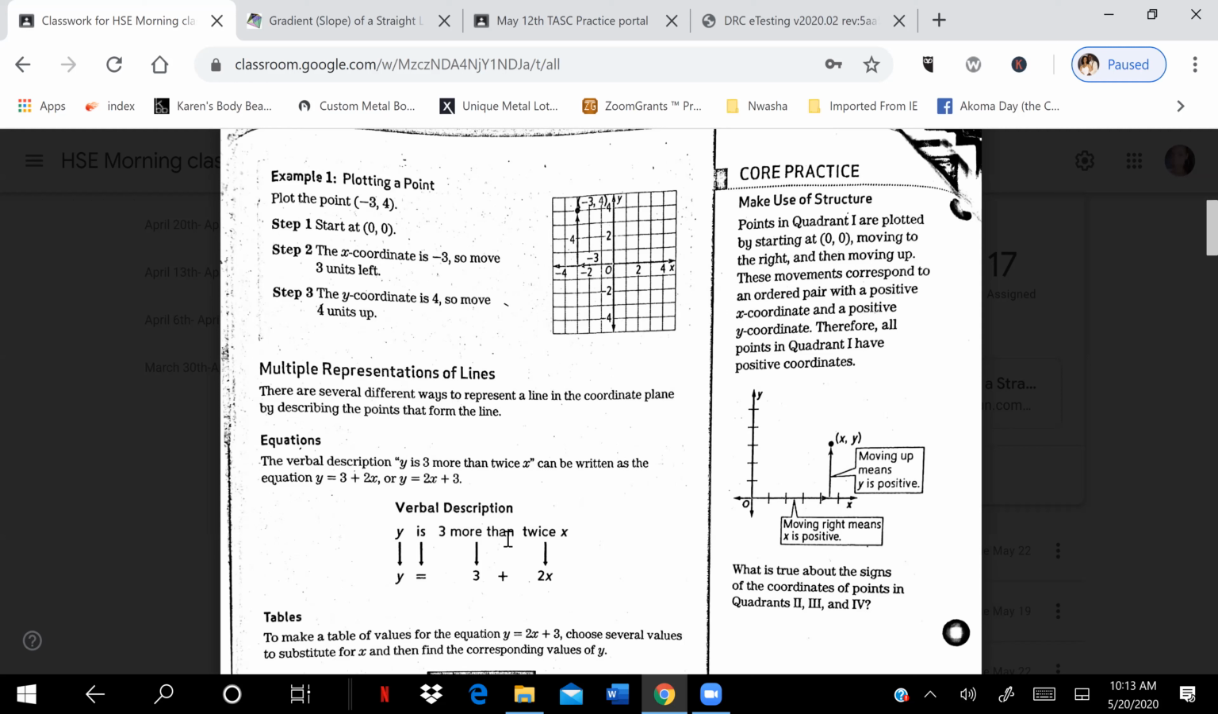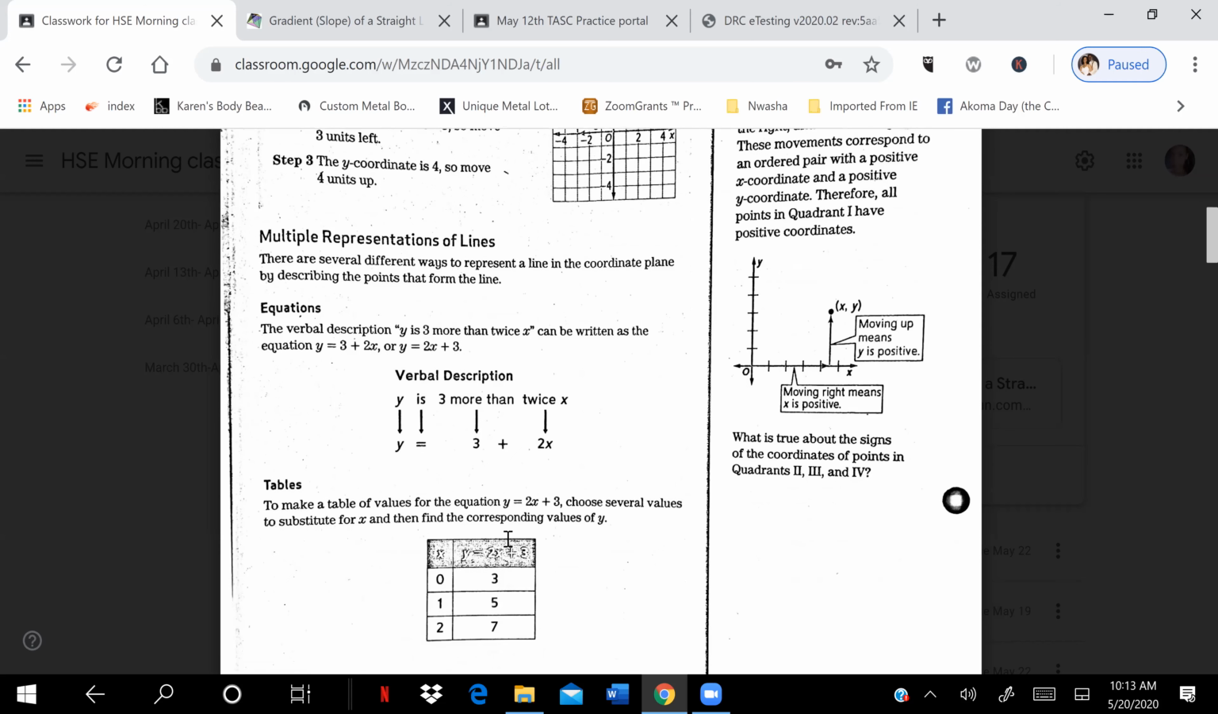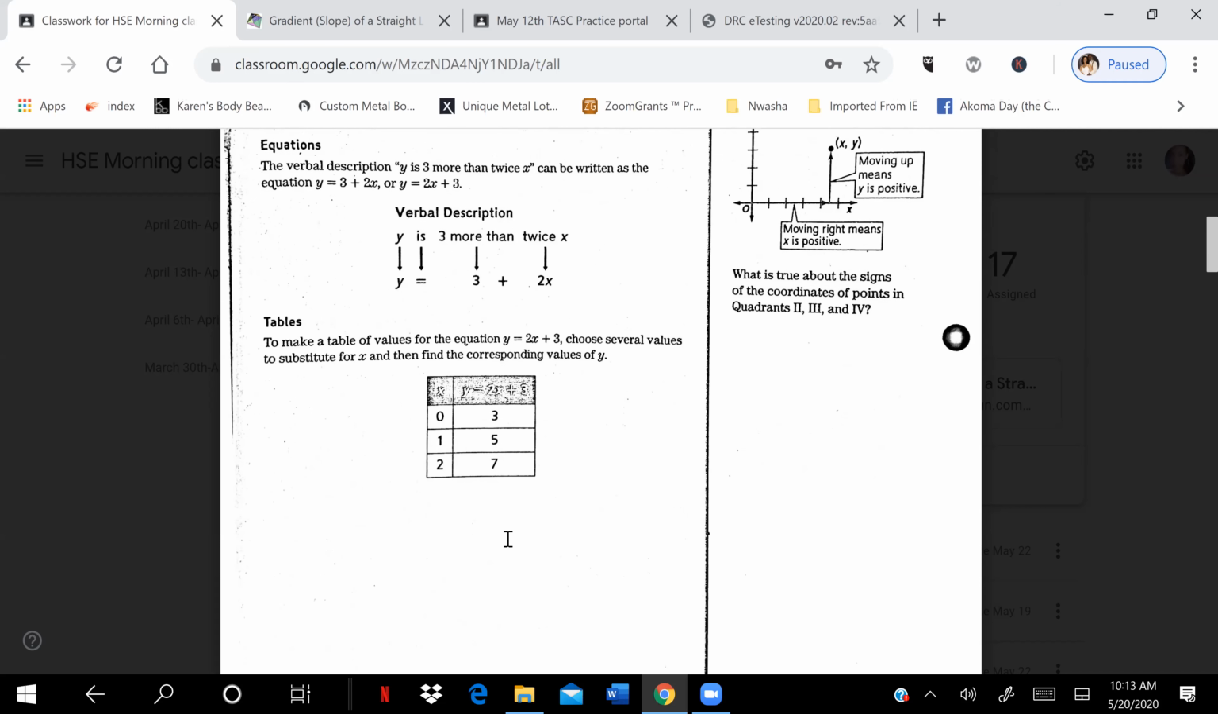Even if you're not looking at a picture, you're saying basically what's in this picture to yourself. Moving right means positive, moving up means positive, so it's going to be quadrant 1. Now, what we already talked about yesterday and saw in Math is Fun is what is true about the signs of the coordinates of points in quadrants 2, 3, and 4.